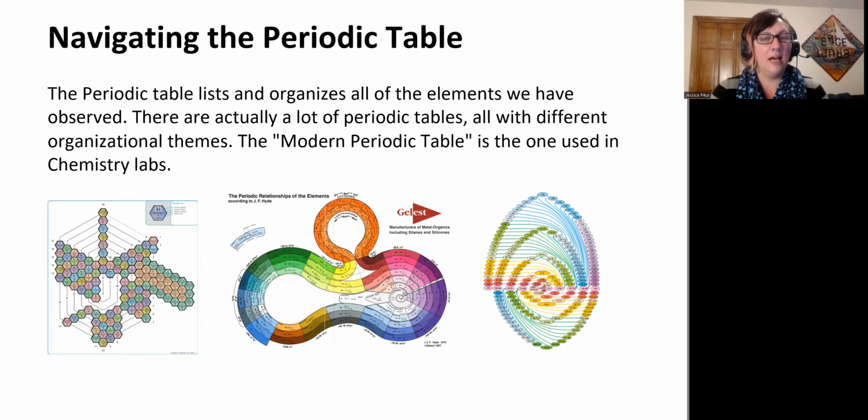And honestly, there's a lot of different ways you could organize the elements depending on what themes you think are the most important to highlight. So I have a few of these here on the screen showing different periodic tables that have been created over time. I think my personal favorite is the one that looks kind of like a Star Trek insignia or something like that. But we don't use any of these. They focus on a different piece of these elements than the one we use in our class, and that most chemists use, except probably the people that made these ones.